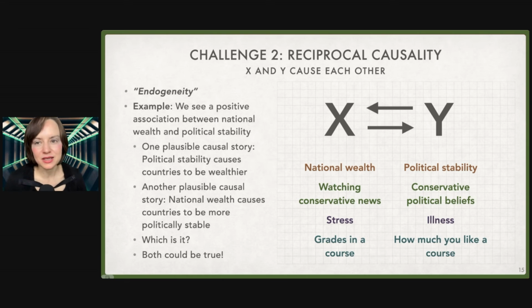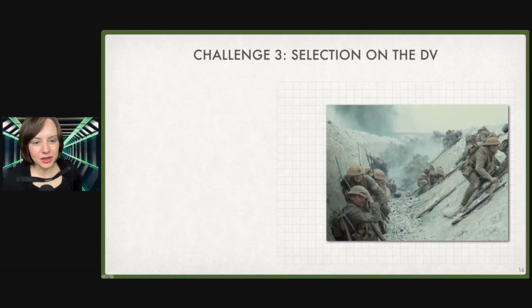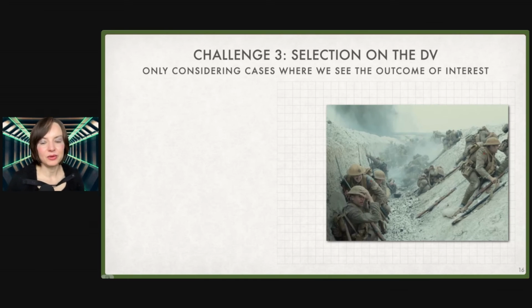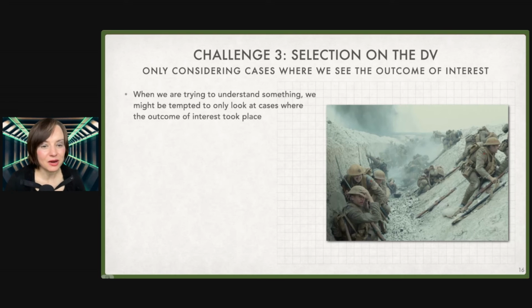And too often I see people out in the world pick the causal direction that is consistent with their story and forget to consider that it could be going the other way. All right, last one. There are more, but last one for now is selection on the dependent variable. This is a very subtle one, and I see this ignored all the time. This is when we only consider, it's very tempting, we only consider cases where we see the outcome of interest.